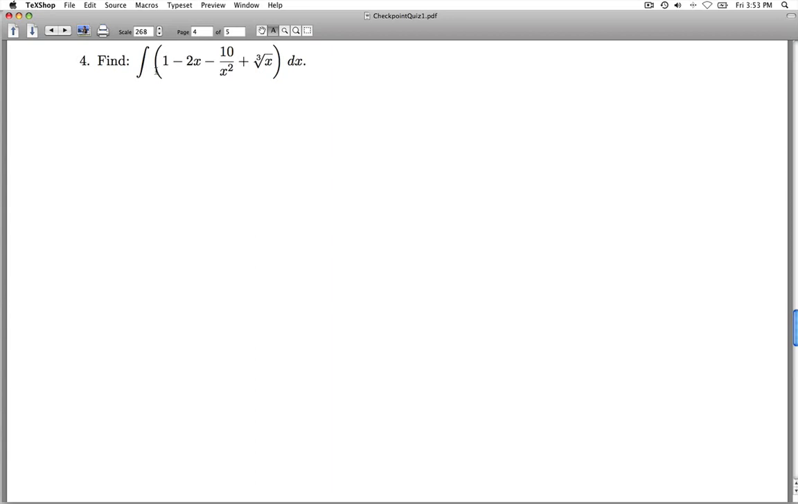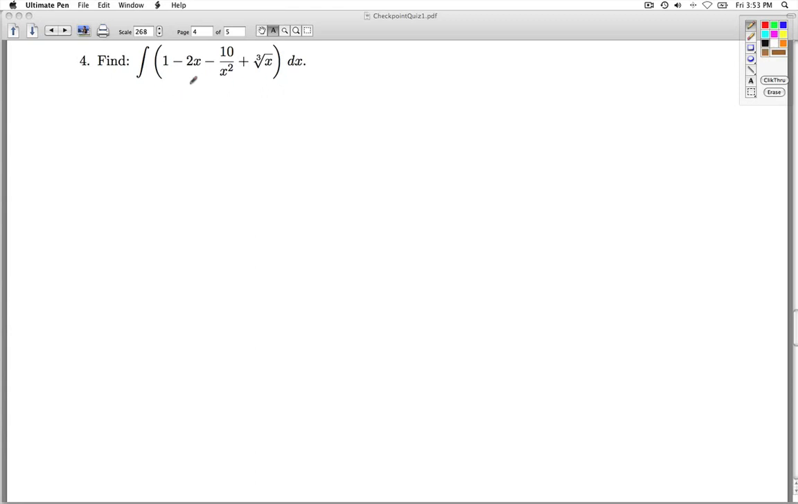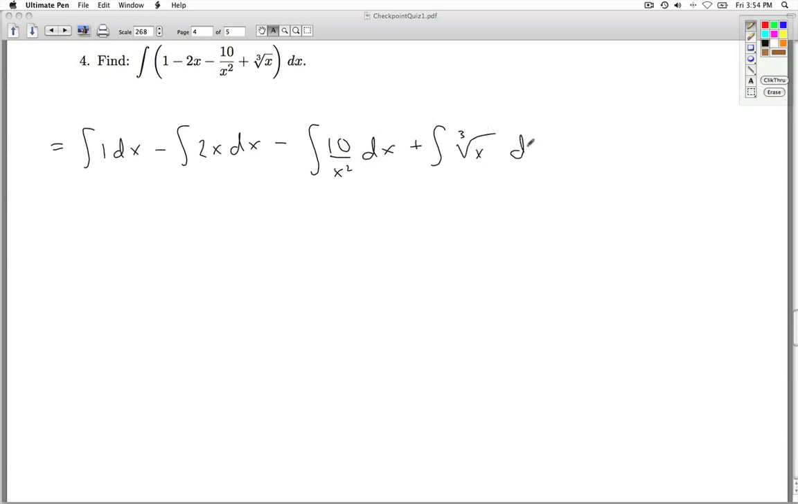Okay, problem number 4. We're asked to find this indefinite integral. So we're asked to find an antiderivative here. One thing we can do is break this antiderivative up and find the antiderivative of each piece. This is the antiderivative of 1 dx minus the antiderivative of 2x dx minus the antiderivative of 10 over x squared dx plus the antiderivative of cube root of x dx.